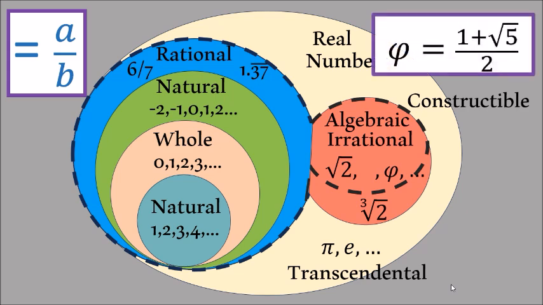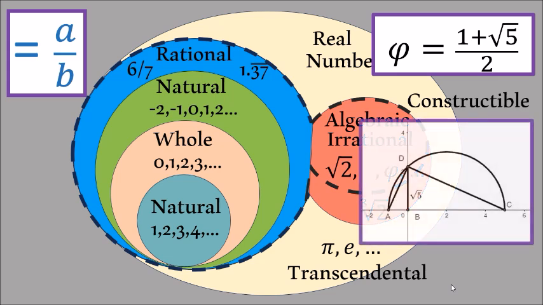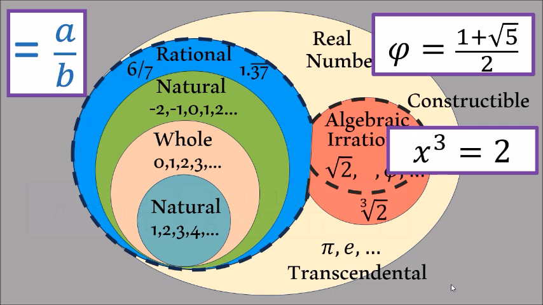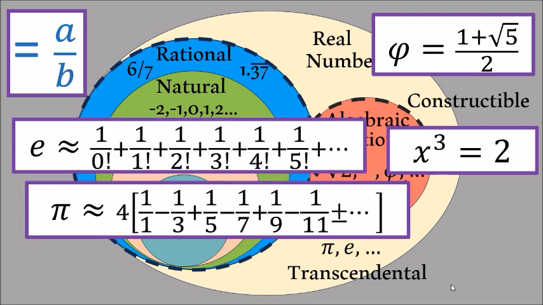Phi is not, but it is algebraic, hence the equation. It is even constructible. The square root of 5 is constructible. The cube root of 2, however, is not constructible. It is, however, algebraic. And pi and e are transcendental.